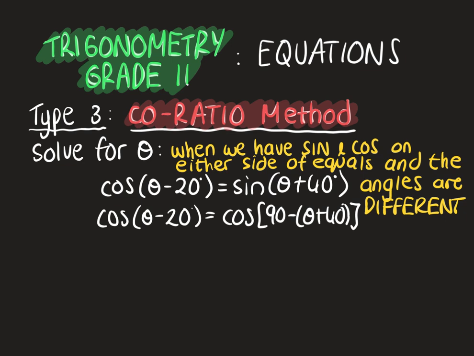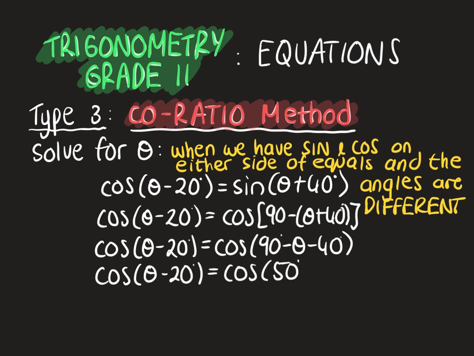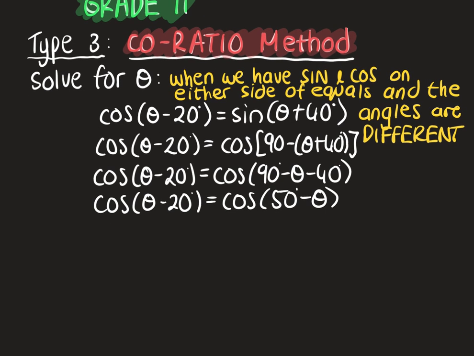type of question. Now, once that's done, I've got cos of theta minus 20 degrees equals cos of, if we times this out, 90 minus theta minus 40. Therefore, cos of theta minus 20 equals cos of 50 minus theta. And now we're at a point where we can extract our reference angle.